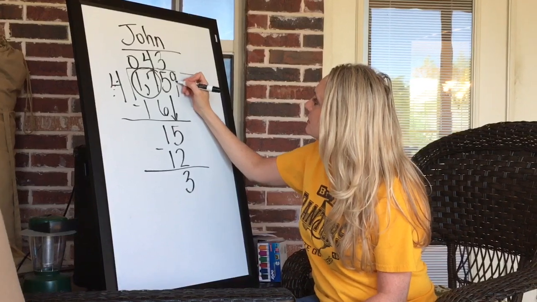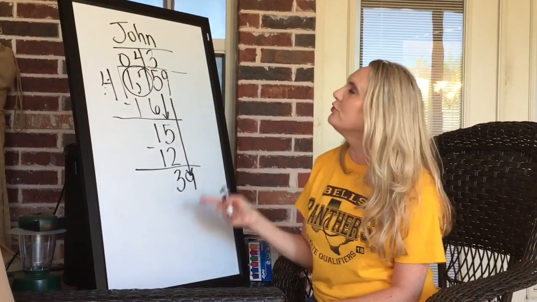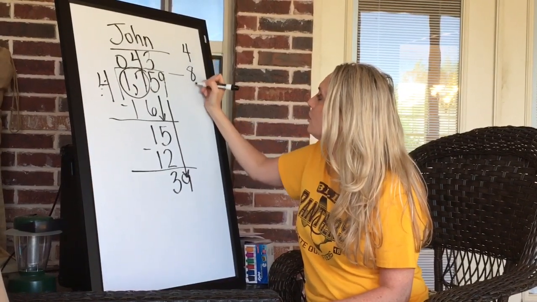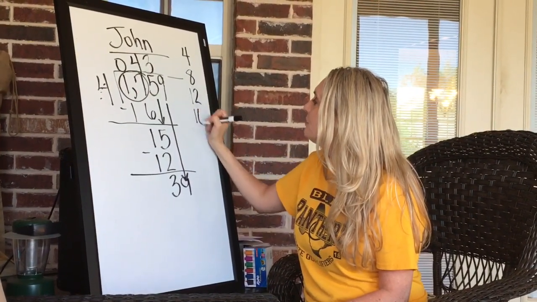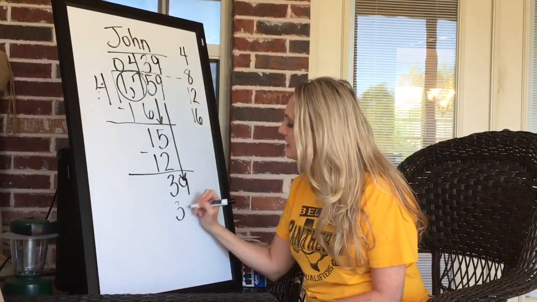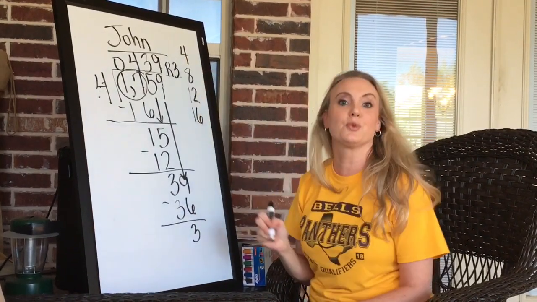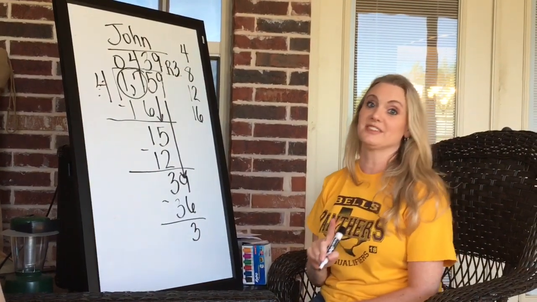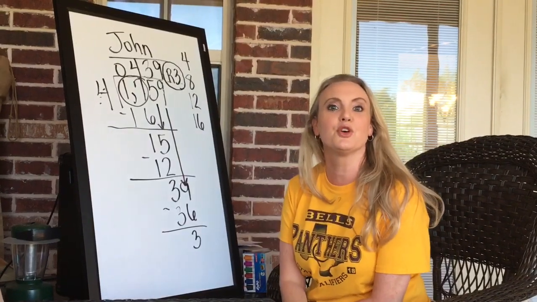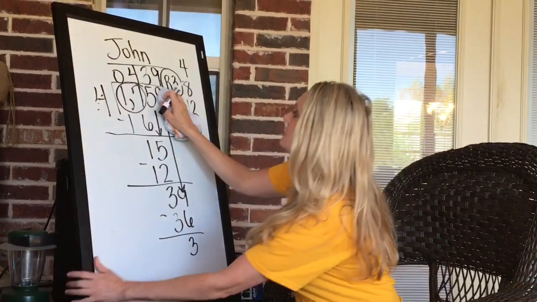Subtract, bring down, I get a 39. 4 times what? Remember, if you're having a little trouble, to list your 4s down the side of your paper. But I know that 4 times 9 is 36, with a remainder of 3. So John's question tells us that his mom would get the remainder of the 3 eggs. Let's just go ahead and do our recheck to make sure our answer's right.